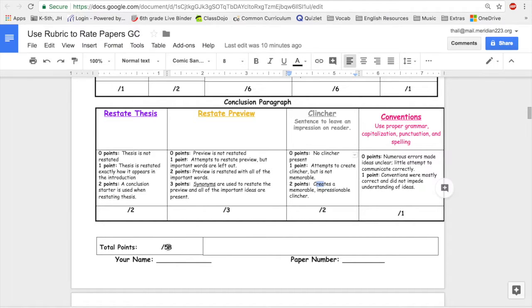So when you do this, you're going to give them a score. It's out of 58. And once you're totally done with all 6 papers, you're going to show me your graded rubrics. Then I'm going to give you the voting form, and you're going to vote for the top 3 papers. Whoever gets the most votes will be entered in the Scholastic contest, and we'll see if they win it. If you have any questions, please ask me.